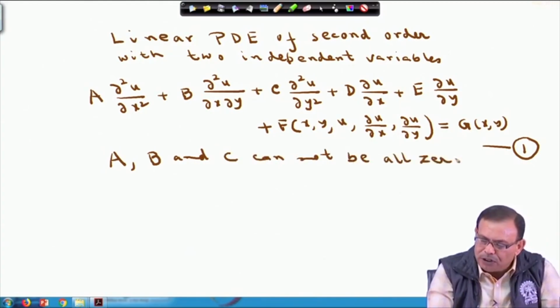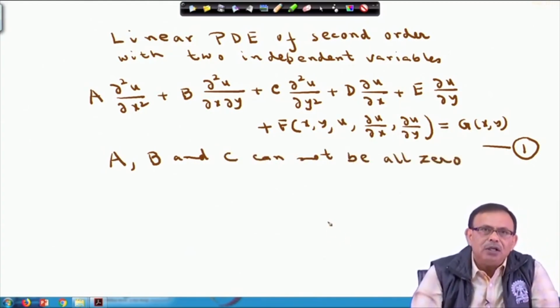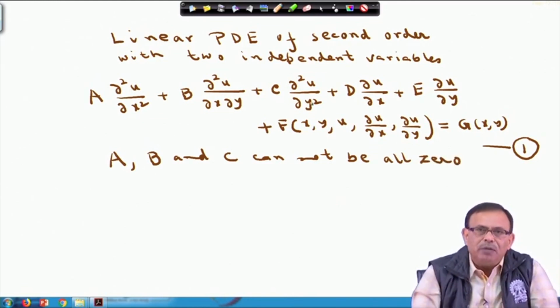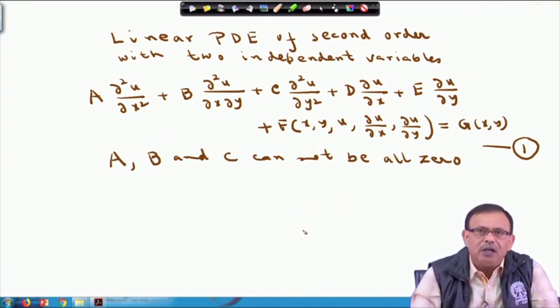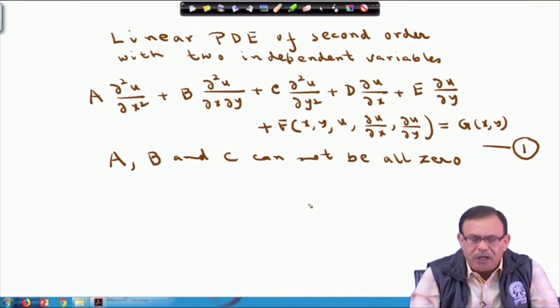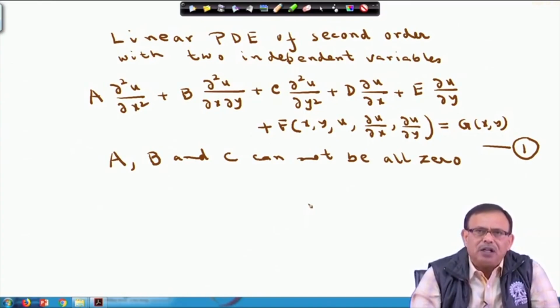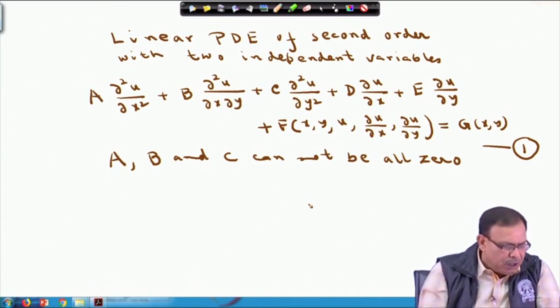If all these three are 0, then it will not be second order, because all the second order derivatives vanish. Whenever I have this general equation, I can classify it depending upon the values of a, b and c. I am not going into how to classify it, because for that we have to go through the course on PDE. Here we are just giving an introduction to PDE.